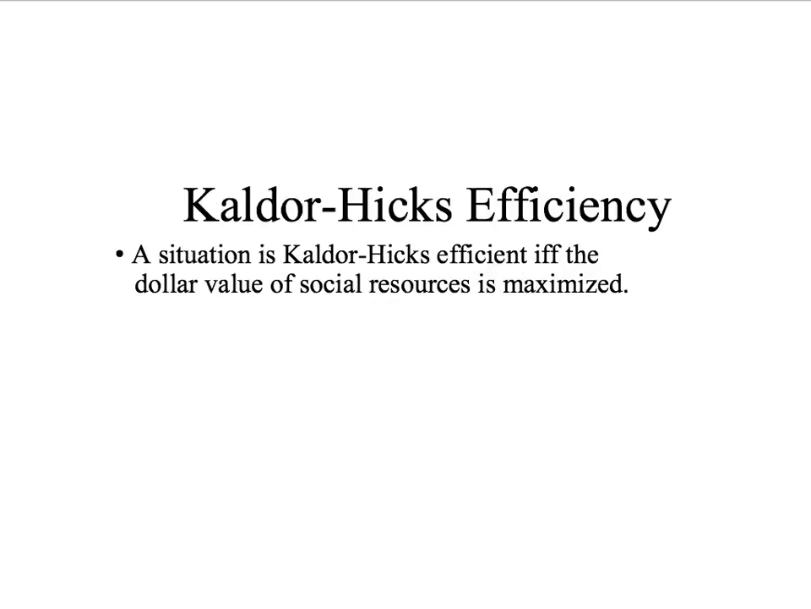Kaldor-Hicks efficiency is a situation in which the dollar value of social resources is maximized. This is why it is sometimes referred to as cost-benefit efficiency, and it is often used when making decisions in terms of everyday real-world policies.